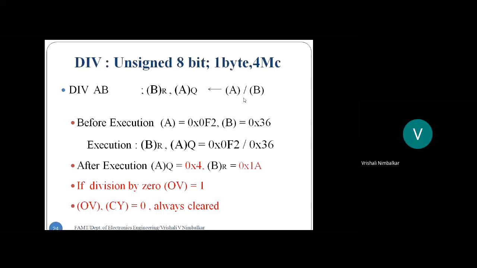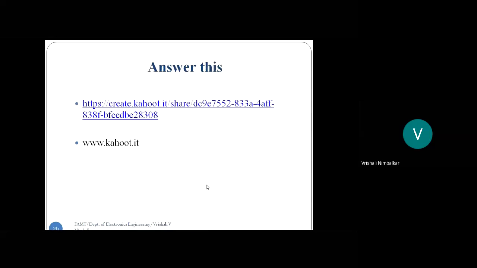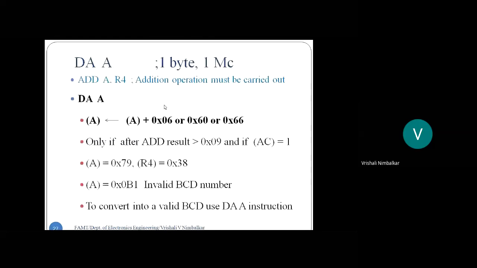On division, the quotient will be in the accumulator and the remainder will be in the B register. Two flags are affected, overflow and carry. Overflow and carry are cleared, whereas if we divide by 0, then the overflow flag will be set. Then we looked into DAA, decimal adjust accumulator. This is used only after the ADD instruction and when we are performing BCD arithmetic.